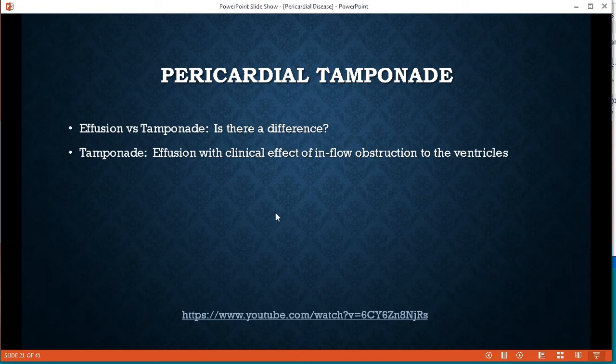So again, a tamponade is going to be an effusion with clinical effect of inflow obstruction to the ventricles, followed by, like I said, the decreased amount of stroke volume with systole.